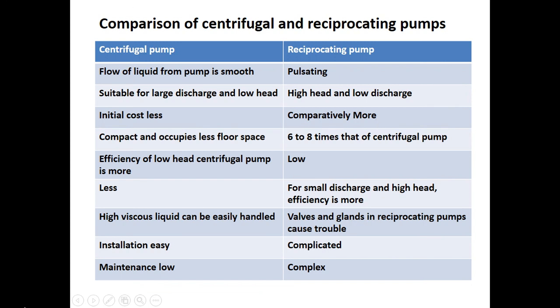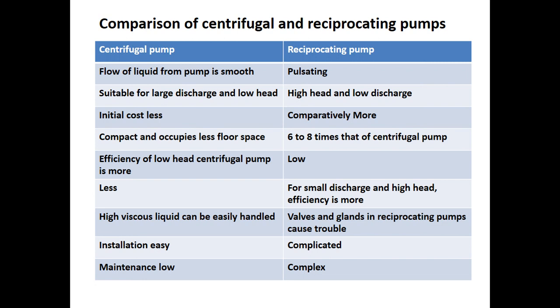Now, let's compare centrifugal and reciprocating pumps. The first column is centrifugal and the second column is reciprocating pump. The flow of the liquid from the centrifugal pump is very smooth, whereas in the reciprocating pump it is pulsating in nature. Centrifugal pumps are suitable for large discharge and low head, whereas the reciprocating pump is suitable for high head and low discharge. The initial cost is less for a centrifugal pump, whereas it is comparatively more for a reciprocating pump.